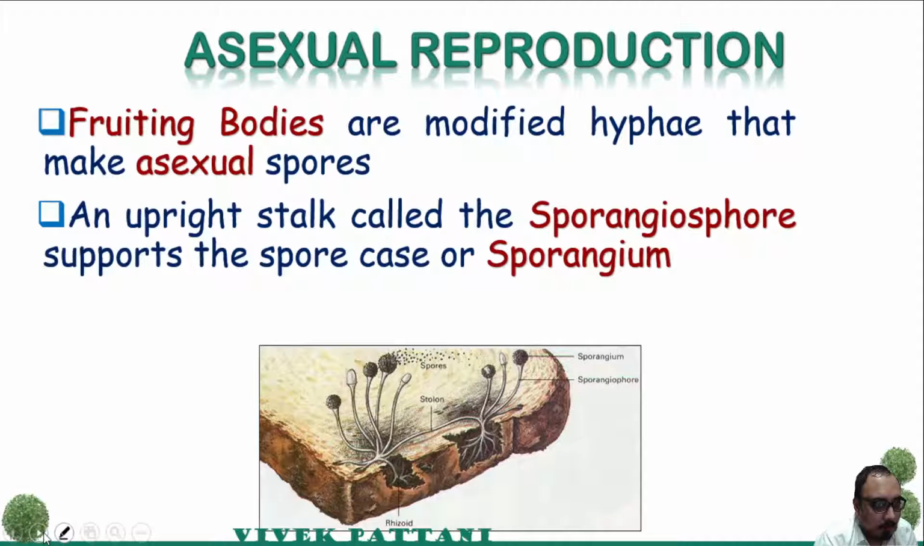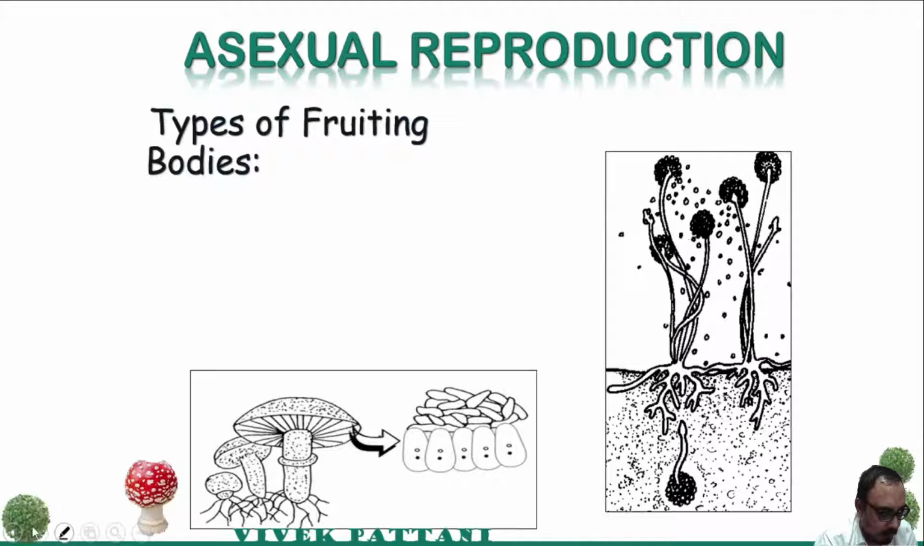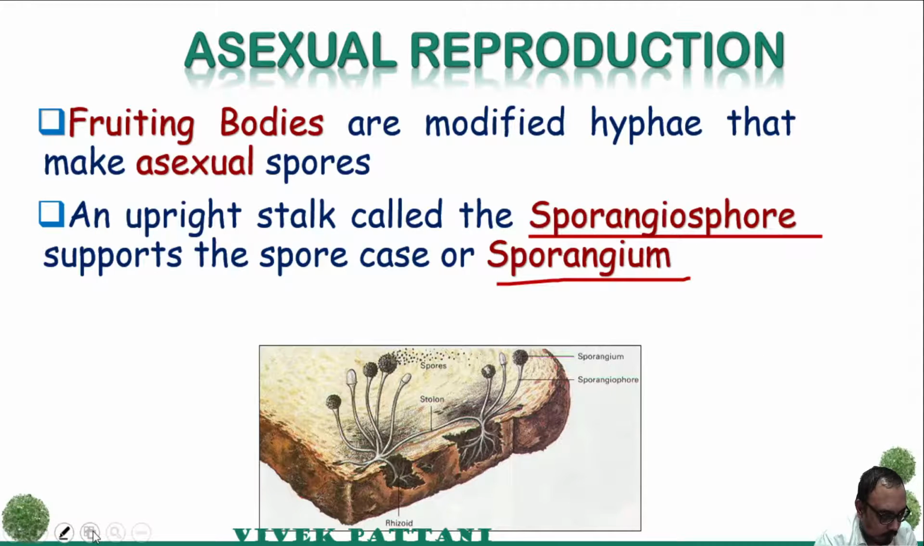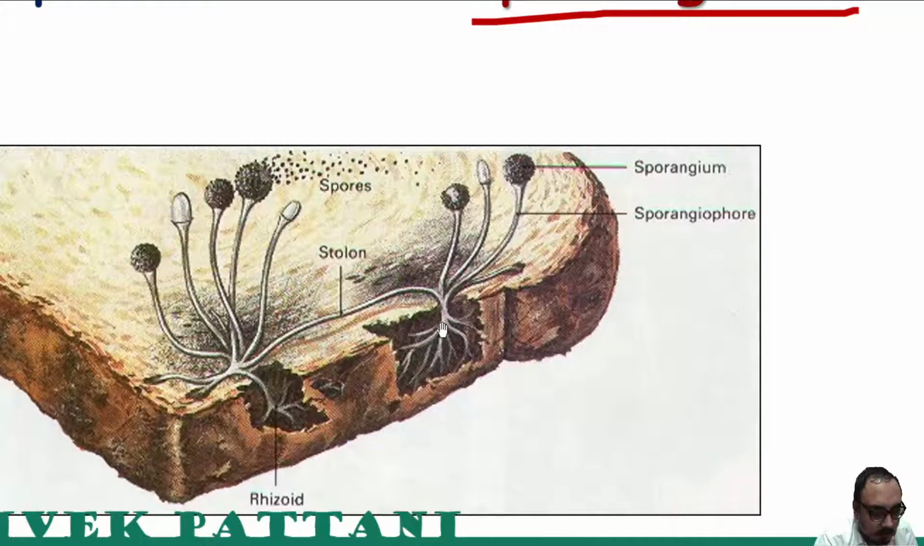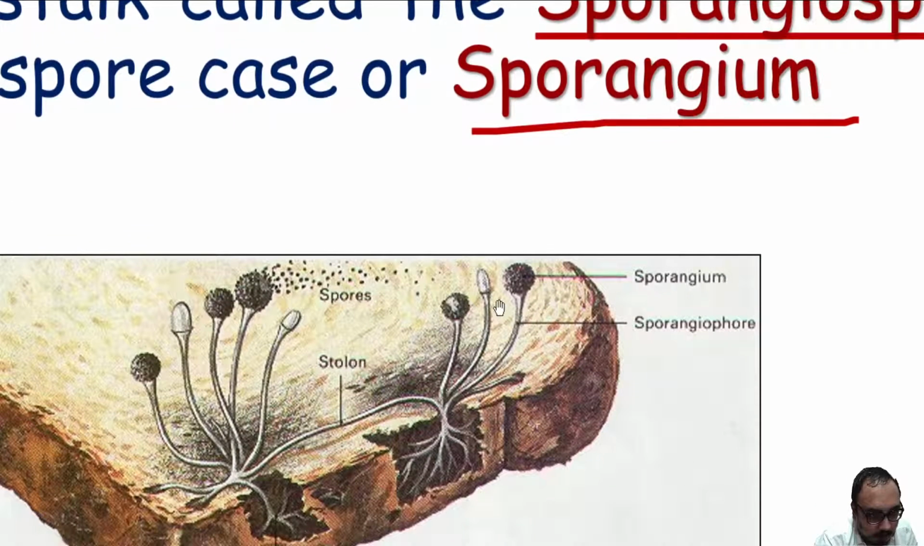Fruiting bodies are basically modified hyphae that make asexual spores, and this upright stalk called the sporangiophore supports the spore case or the sporangium. Now you can see clearly in this diagram. See here clearly, sporangiophore and sporangium, and the sporangiophore basically supports the sporangium, okay.